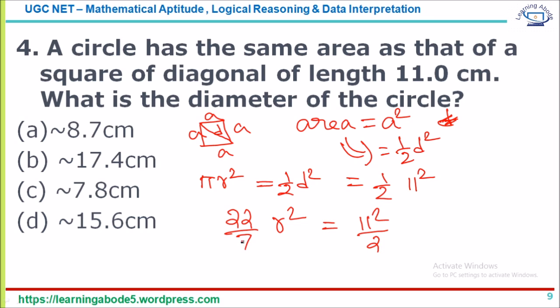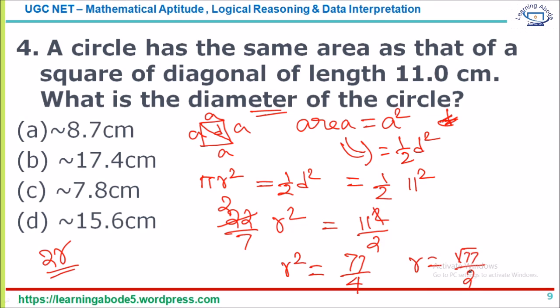Now what we need is the diameter, which is 2r. So let's try to find r. So 22 is like 2 times 11, so 11 square, one 11 will get cancelled, and you will get r square equal to 77 by 4. Okay, so r is equal to root 77 by 2. Now we need to find the square root of 77. Now 77 is not a square number, right?